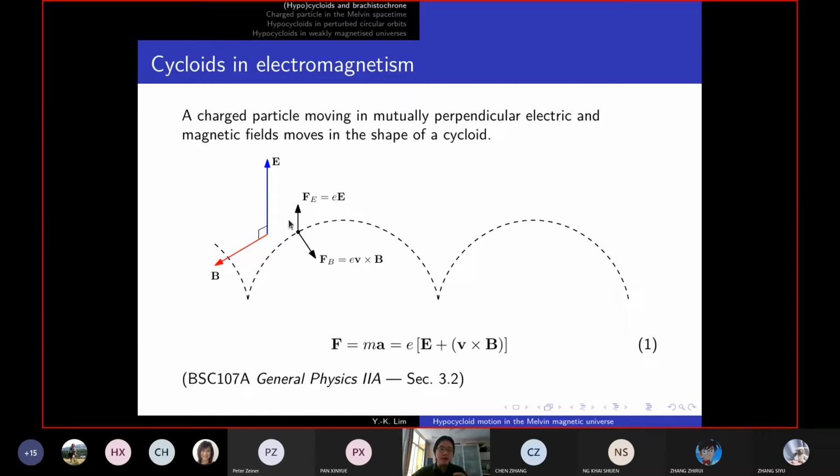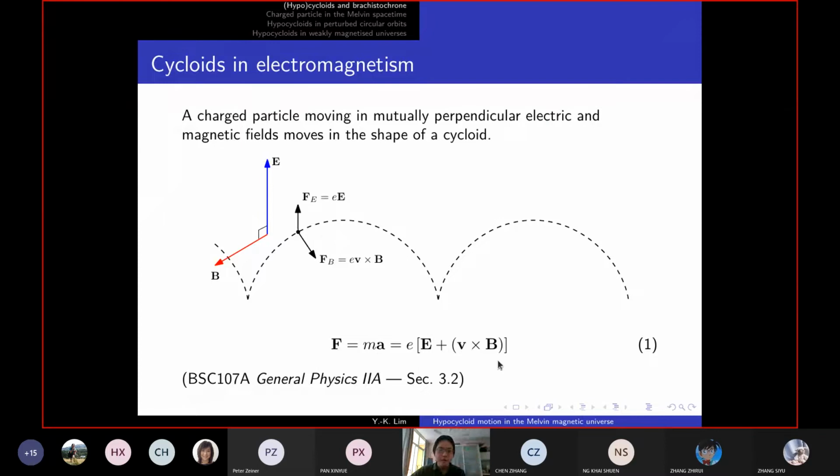The physical reason is that I have 2 forces. The electric field will exert a force along this direction, and the magnetic field will exert a velocity-dependent force on the electric charge. This is the Lorentz force law, q V cross B. This magnetic force is always normal to the velocity, V cross B, so it is changing all the time, but the electric force is constant if the electric field is constant. So the interaction between these 2 forces will push the particle to travel in such a direction.